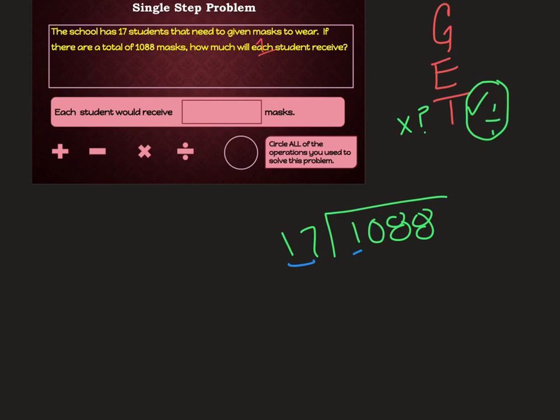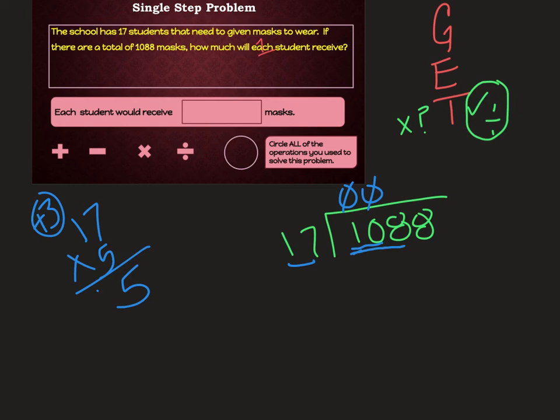Okay, so I have the number 17 here. 17, how many groups of 17 are in 1? 0. How many groups of 17 are in 10? 0. How many groups of 17 are in 108? Well, this is where I'll do my guess and check. And like I said, I love to start with 5 because it's in the middle, and I'm trying to get as close to 108 without going over. So 5 times 7, 35. 5 times 1 is 5, plus 3 is 8. So I could probably get closer than that. Let's try 6.